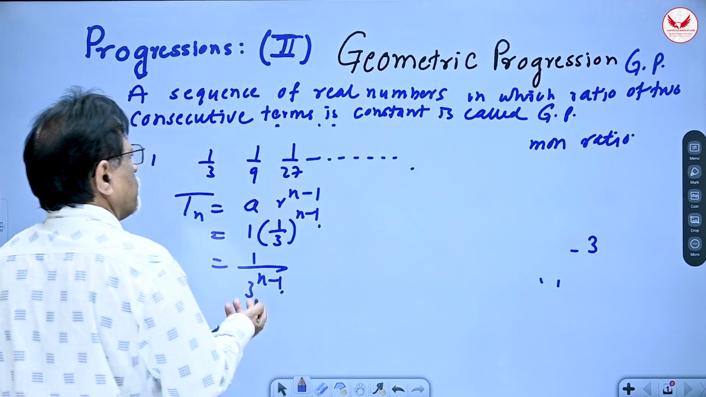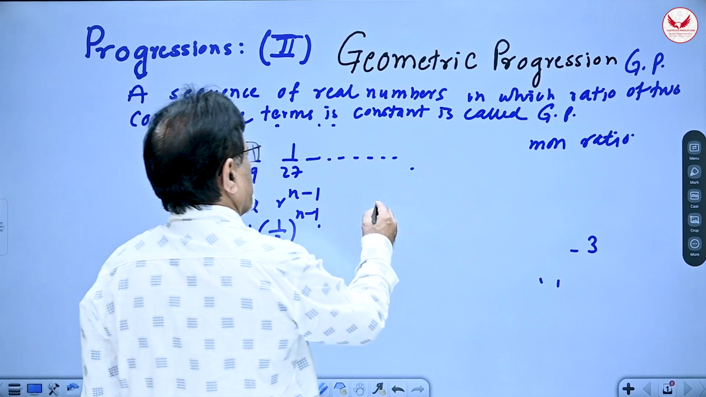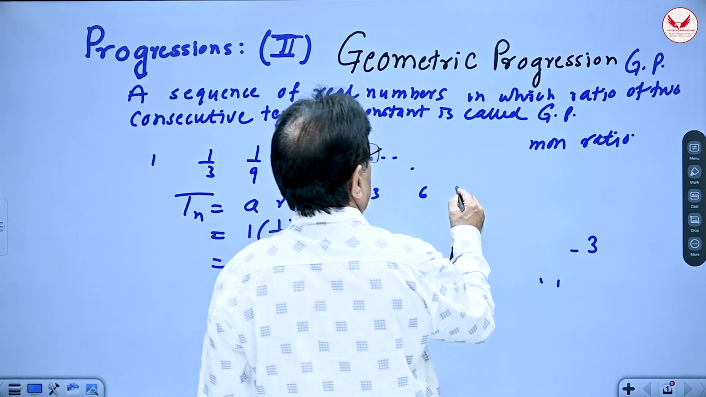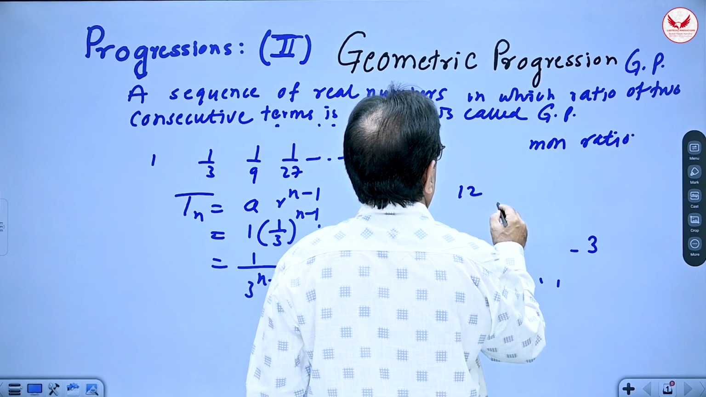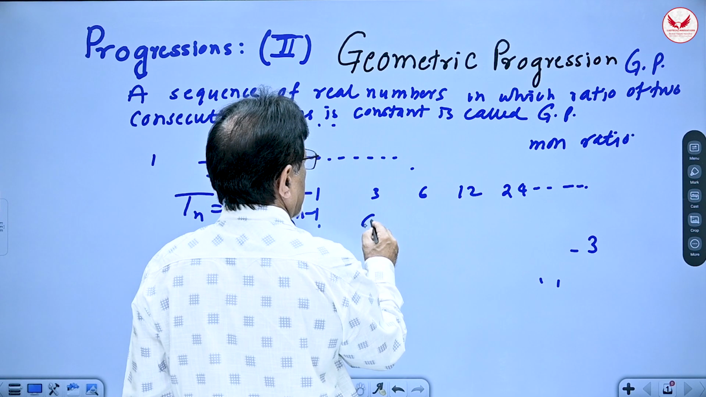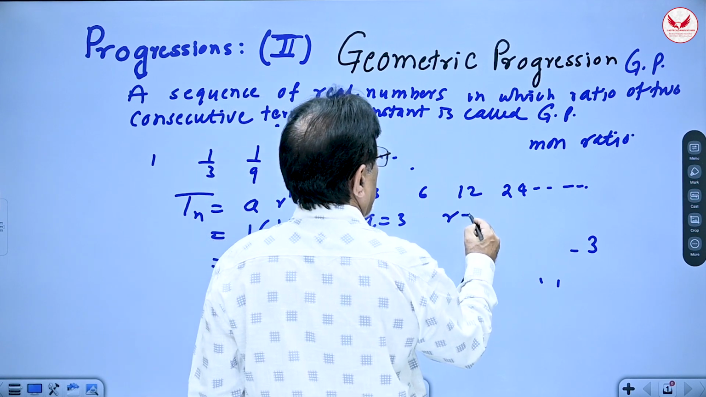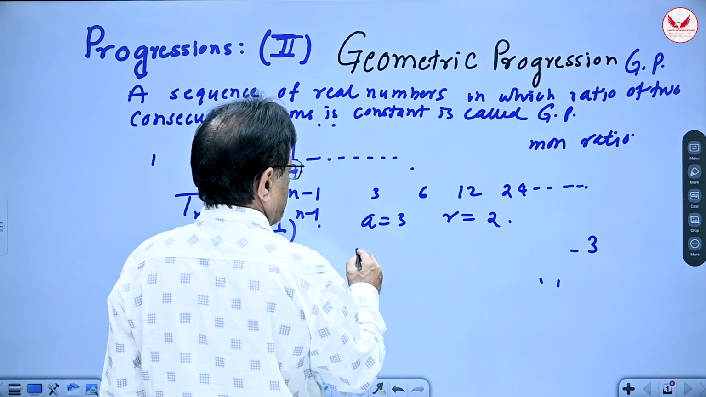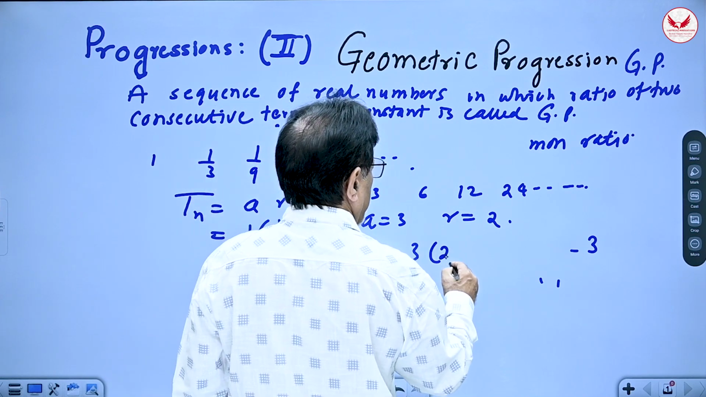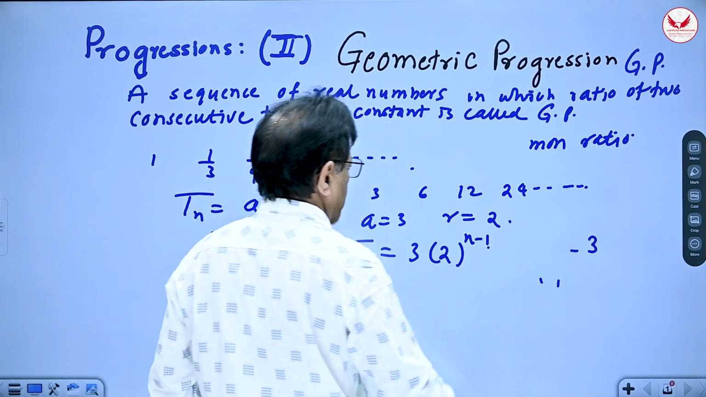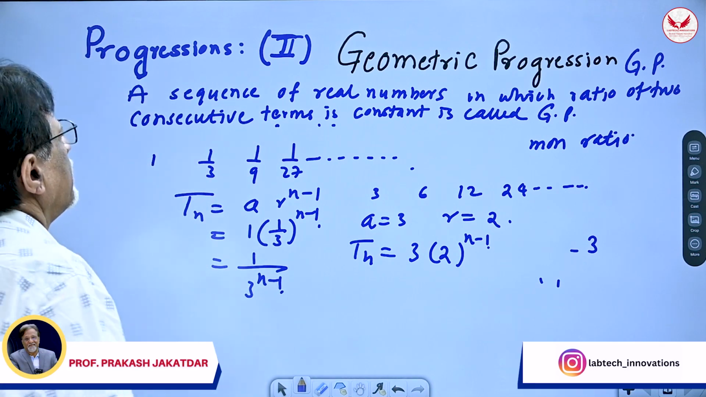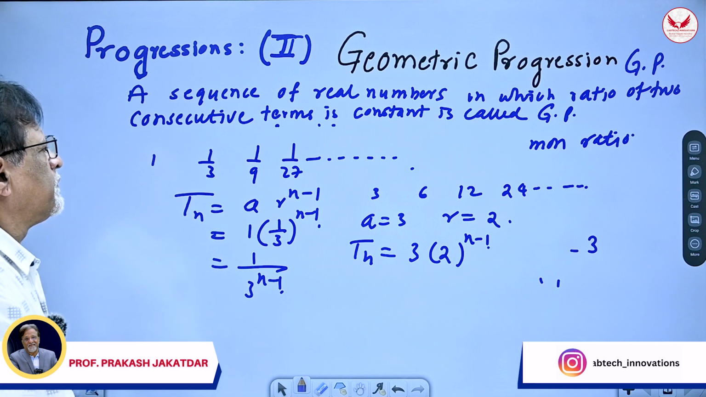So now once you know the formula for the nth term, suppose I start with 3 and then multiply by 2, it is 6, again multiplied by 2, it is 12, again multiplied by 2, it is 24, and so on. Here I have chosen A as 3 and R as 2. So therefore Tn will be given by 3 multiplied by 2 raised to n minus 1. I think that should be very simple for you to understand. This is how the nth term of a GP can be found out.